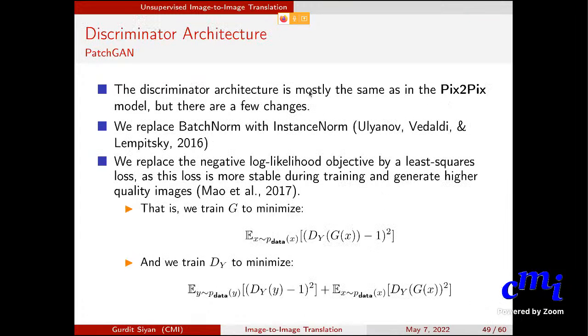Now, the discriminator architecture for the CycleGAN model is mostly the same as the Pix2Pix model, but there are a few changes. We replace batch norm with instance norm, which works well for the style transfer task as found in this paper. And also, we replace the negative log likelihood objective by a least squares loss, which is more stable and generates higher quality images, which was described in this paper. So instead of passing through log, we take a mean squared error, for both generator and discriminator.